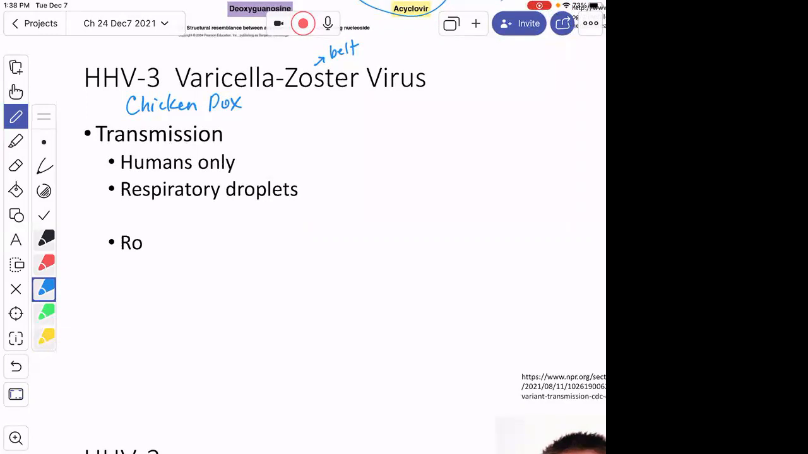It's humans only, despite the name chickenpox. Sounds like it came from a chicken. I think it was named that because somebody thought the rash of the skin looked like a plucked chicken. I don't know. I've never plucked a chicken, so I can't really say. But that's why it's called chickenpox. Humans only, passing it around with each other. It's passed by respiratory droplets. So usually you have to be pretty close contact to somebody, usually within 6 meters. So it's big respiratory droplets from coughing or sneezing.